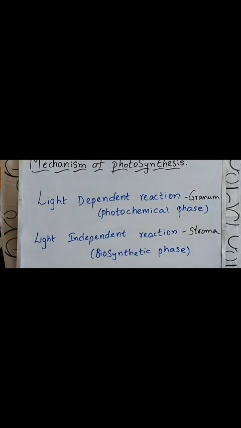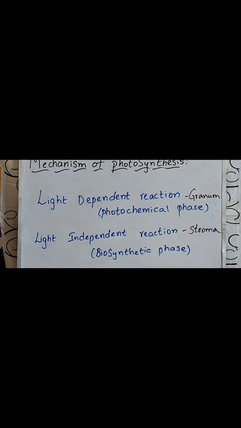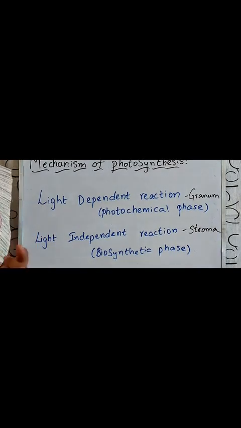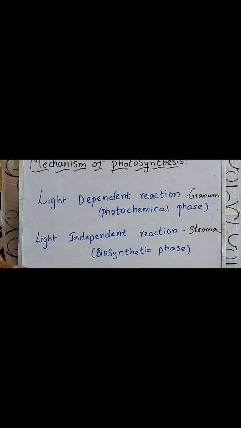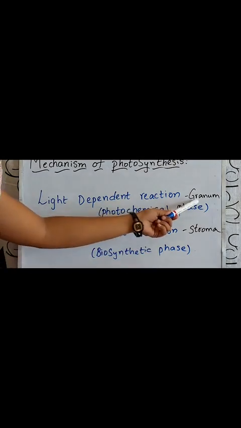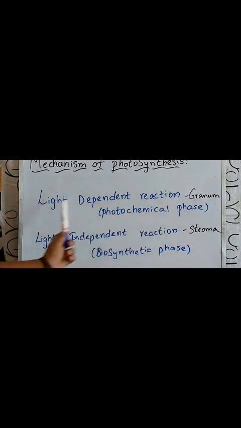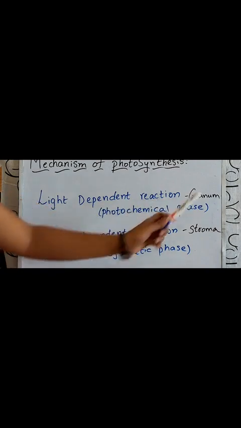Just now we have studied events in photosynthesis. The first one is conversion of light energy into chemical energy. Second is splitting of water molecule. Third is reduction of carbon dioxide to carbohydrates. Now coming to the mechanism of photosynthesis, the stacked sac-like structure will pile up to form a structure known as granum in chloroplast. Here light dependent reactions will take place in granum.